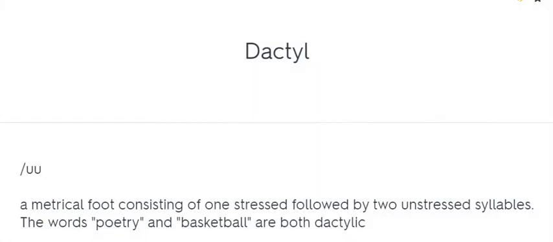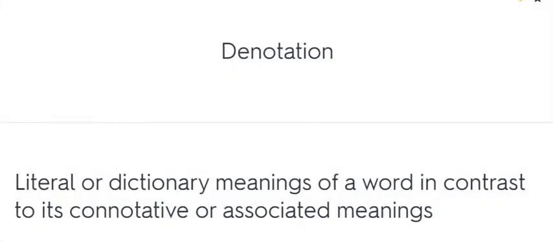Dactyl. A metrical foot consisting of one stressed followed by two unstressed syllables. The words poetry and basketball are both dactylic. Denotation. Literal or dictionary meanings of a word in contrast to its connotative or associated meanings.